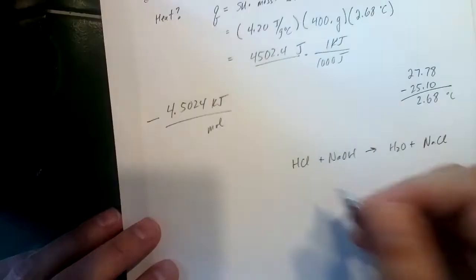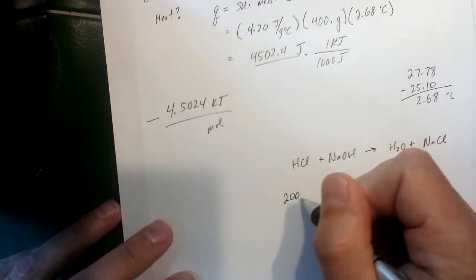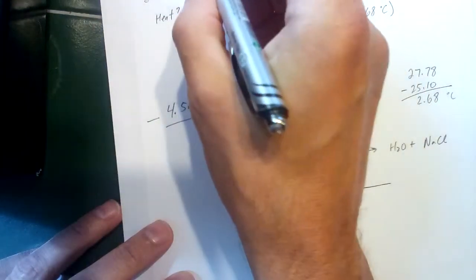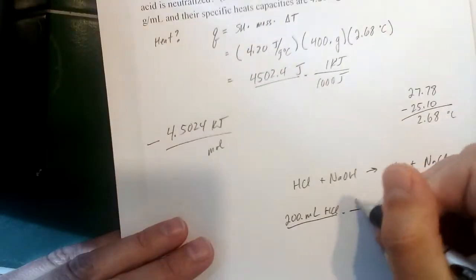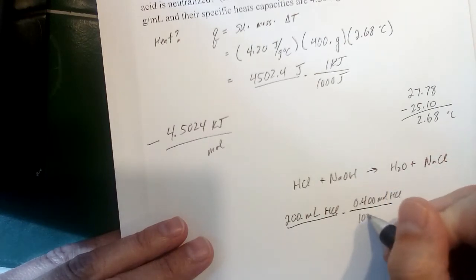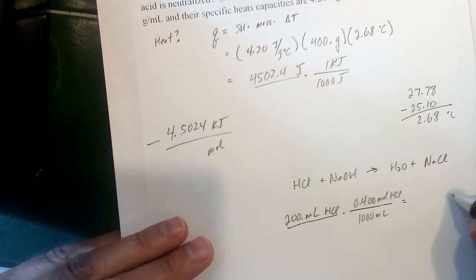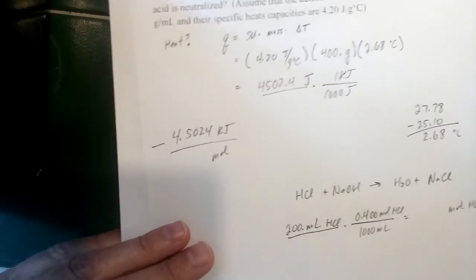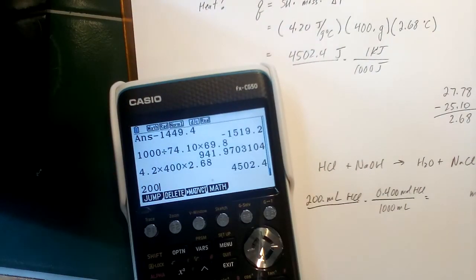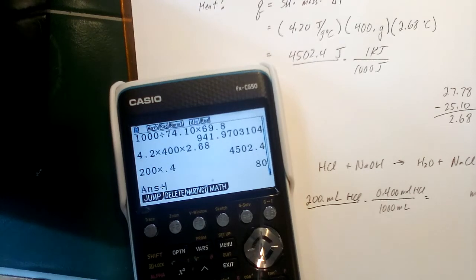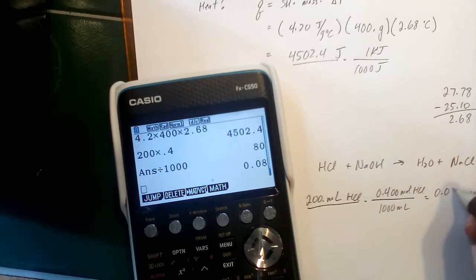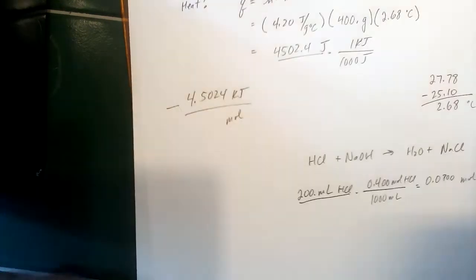But if we want to know how many moles of HCl we have, we could start with 200 milliliters of the HCl solution. The molarity was given, it's 0.4, so that would be 0.400 moles of HCl per liter. I'm going to change that liter directly to 1,000 milliliters. And that would be how many moles of HCl reacted here. And again, we need that because enthalpy is on a per mole basis. So the enthalpy is not just how much heat, it's how much heat relative to how many moles reacted. So it would be 0.08 moles of HCl.